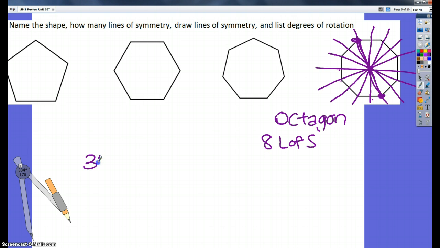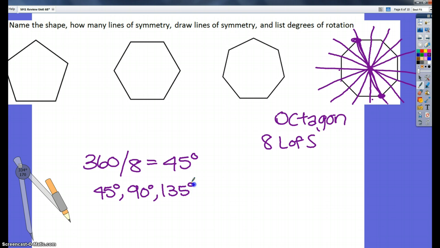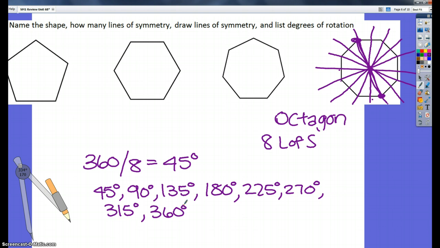And then again, we need degrees of rotation. So if you do 360 divided by 8, you end up with 45 degrees. And if you want to list those out, you're listing multiples of 45, or you just keep adding 45. So 90, 135 is 45 again, is 180, is 45 is 225, 270, 315, and then 360. And those are the degrees of rotation.